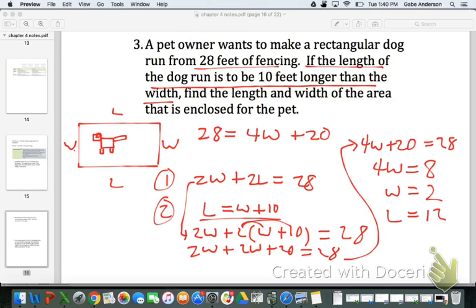12, right? You can just use this. L equals W plus 10. 2 plus 10 is 12. So 2 feet and 12 feet.